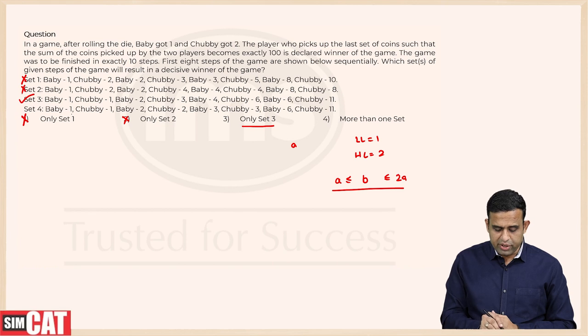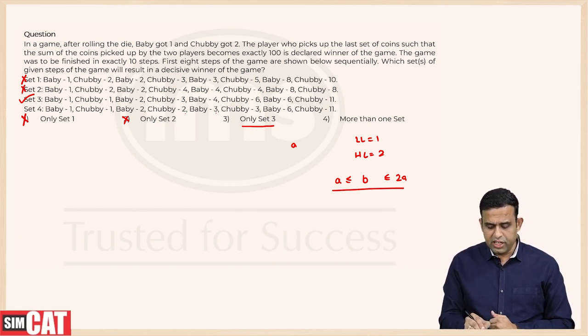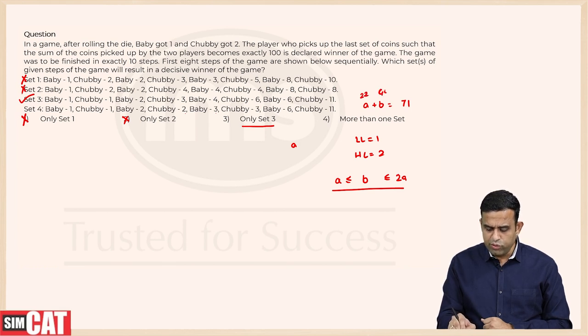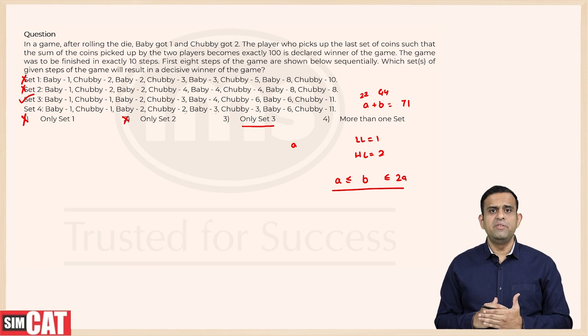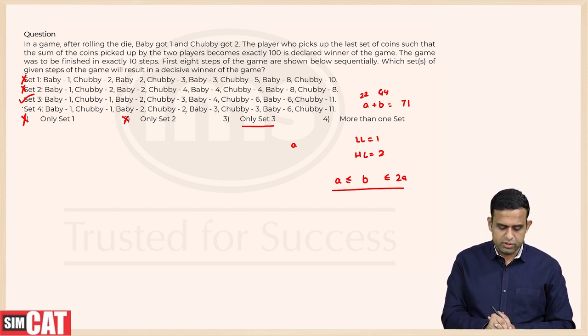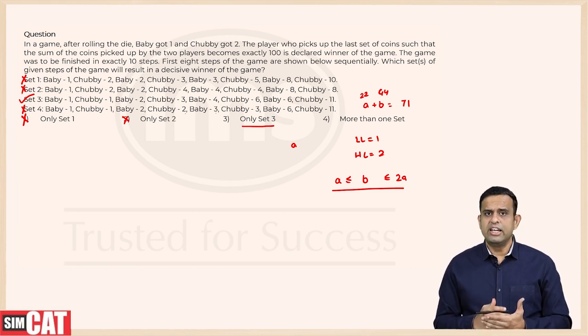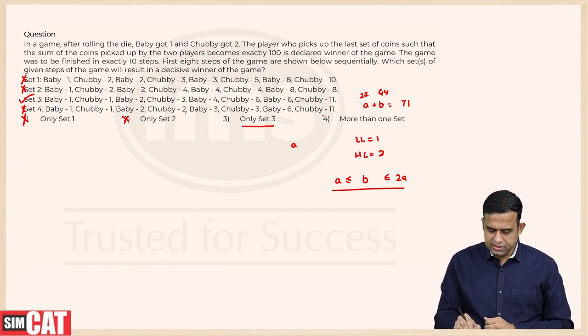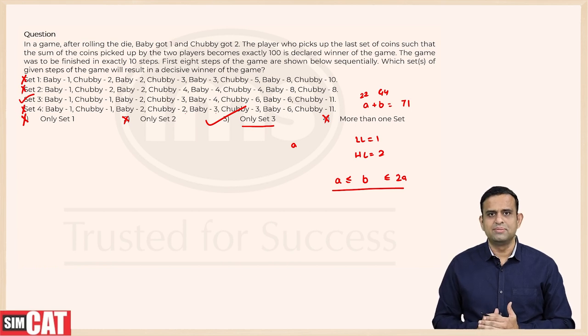In set number 4, the sum will become 1 plus 1 is 2, 2 plus 2 is 4, plus 2 will give you 6, plus 3 will give you 9, 9 plus 3 will give you 12, plus 6 will give me 18, plus 11 gives you 29, which means I want the sum of A and B to be equal to 71. The max value of A in this case can be 22, B will be 44, and the max possible sum of A plus B will reach 66. It can't go to 71, which means set number 4 also will not lead to a winner in step number 10. And hence, the answer should be option number 3.